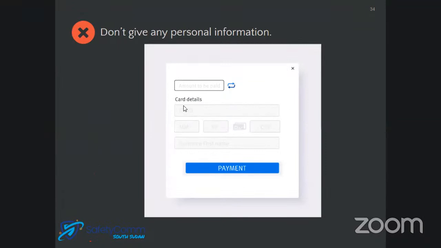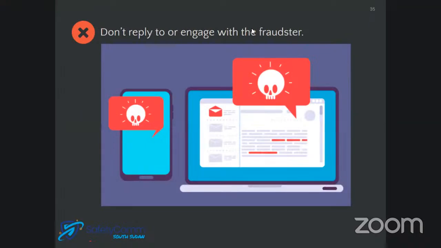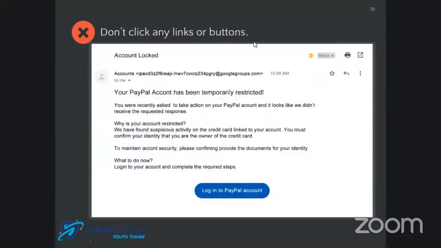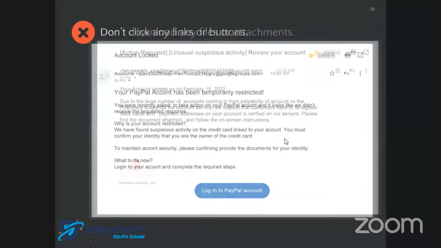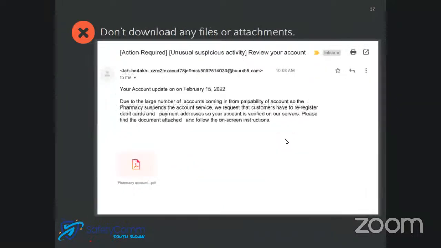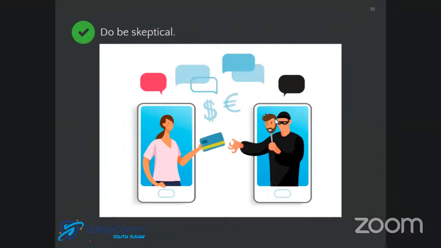So don't give any personal information. Assuming you click on a link and it gives you this blowback, don't reply or engage with fraudsters. And don't click on any link or button. Assuming there is a link like this, don't click on it. Don't download any files or attachments that they have provided. Please don't. An attachment could be embedded with malicious software or a virus that could delete your files or collect personal information on your computer.